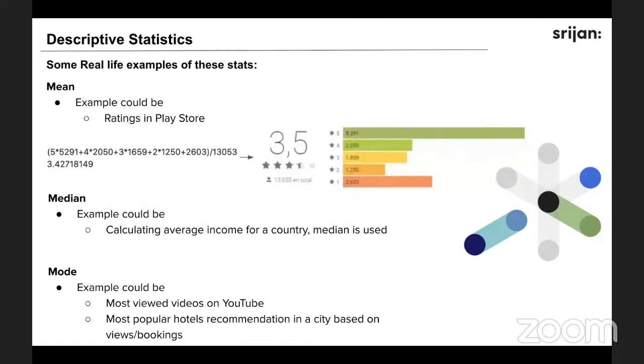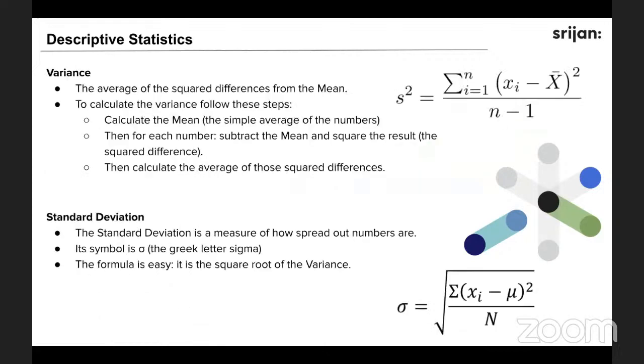And let's say if I'm looking for some hotels at a particular site, and if I'm searching for some popular hotels, then that will be the example of a mode. So that was something about mean, median, and mode.